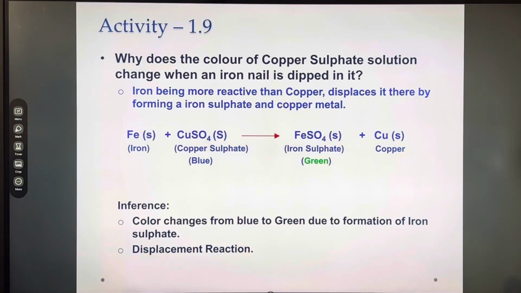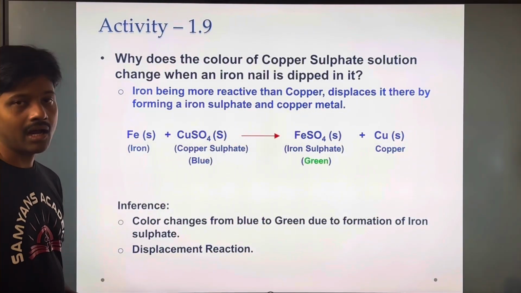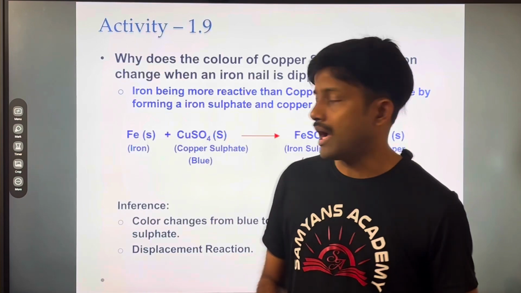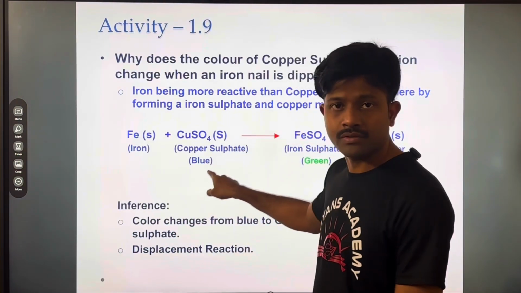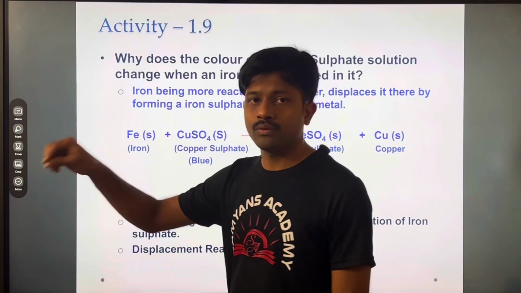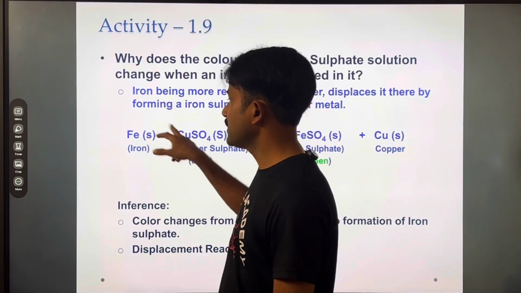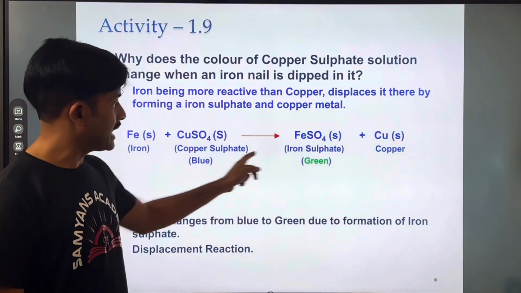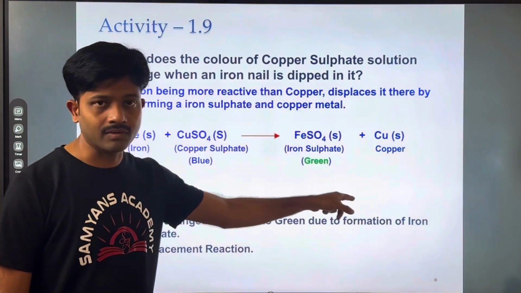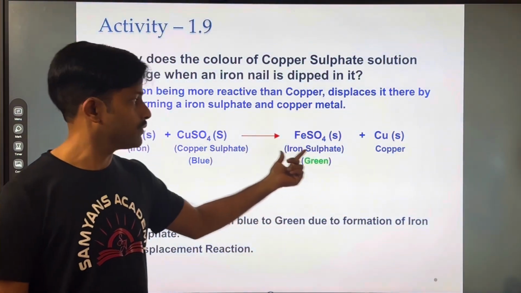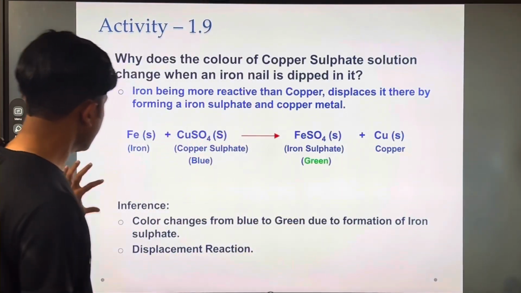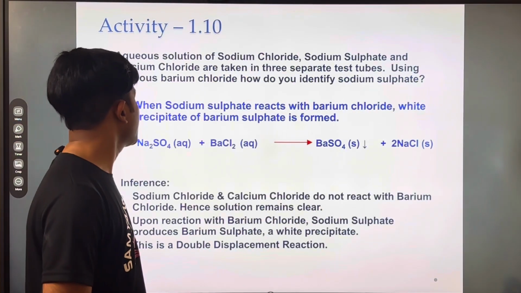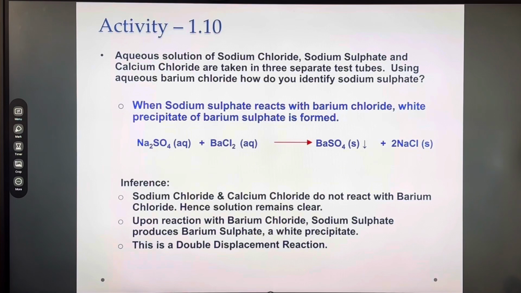The next activity we have here is iron. We already discussed this, and it is an example of the displacement reaction. You take iron nails and copper sulfate solution. What is the color of the copper sulfate solution? Blue. Keep the iron nails for 1 or 2 days, and the copper is displaced by iron and forms FeSO4. The blue color of the solution slightly changes into light green, and finally into deeper green due to the formation of FeSO4 plus copper. Here the color changes from blue to green due to the formation of iron sulfate, and it is also an example of the displacement reaction, right?